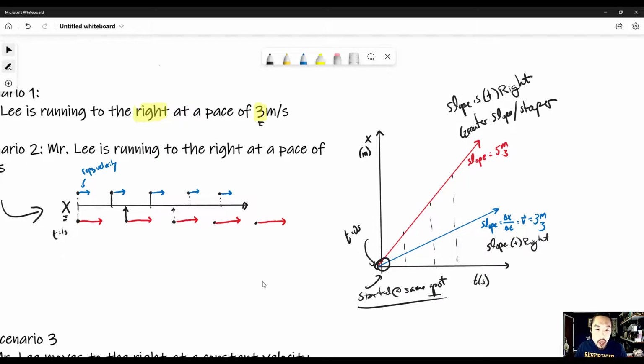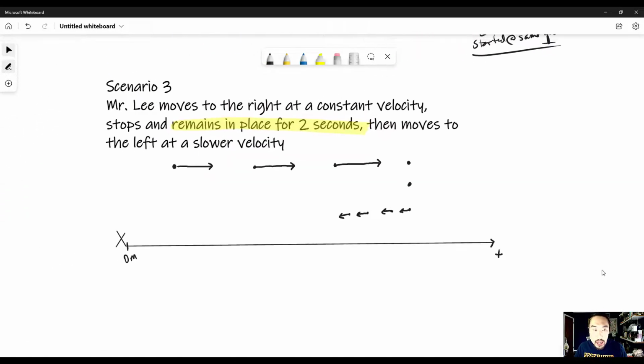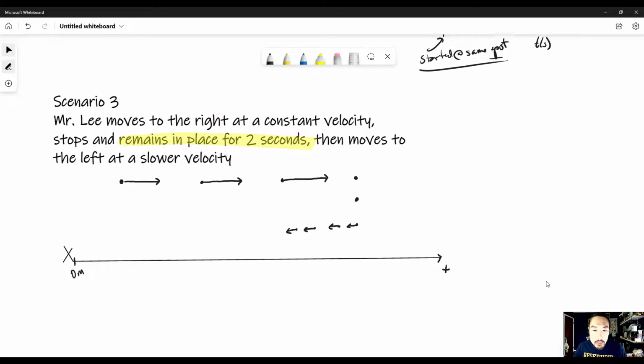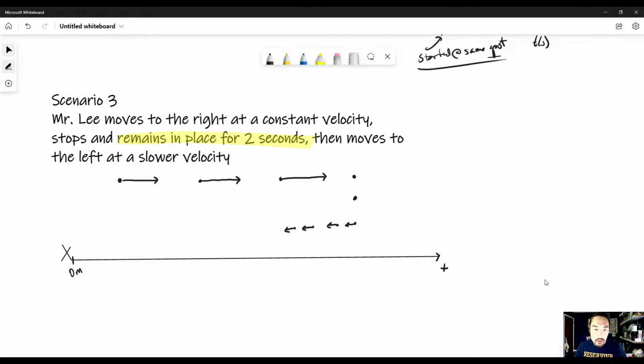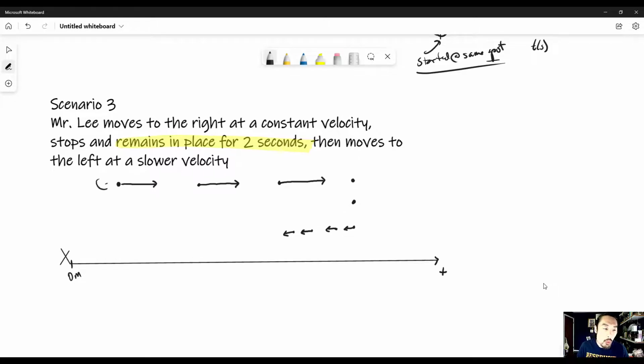Now, let's take a look here at scenario 3. There's a couple of things that we can look at for scenario 3. First of all, the motion is in 3 different parts. Here we have part 1, where we're moving to the right. Here we have part 2, where we are paused. And here we have part 3, where we're moving to the left.